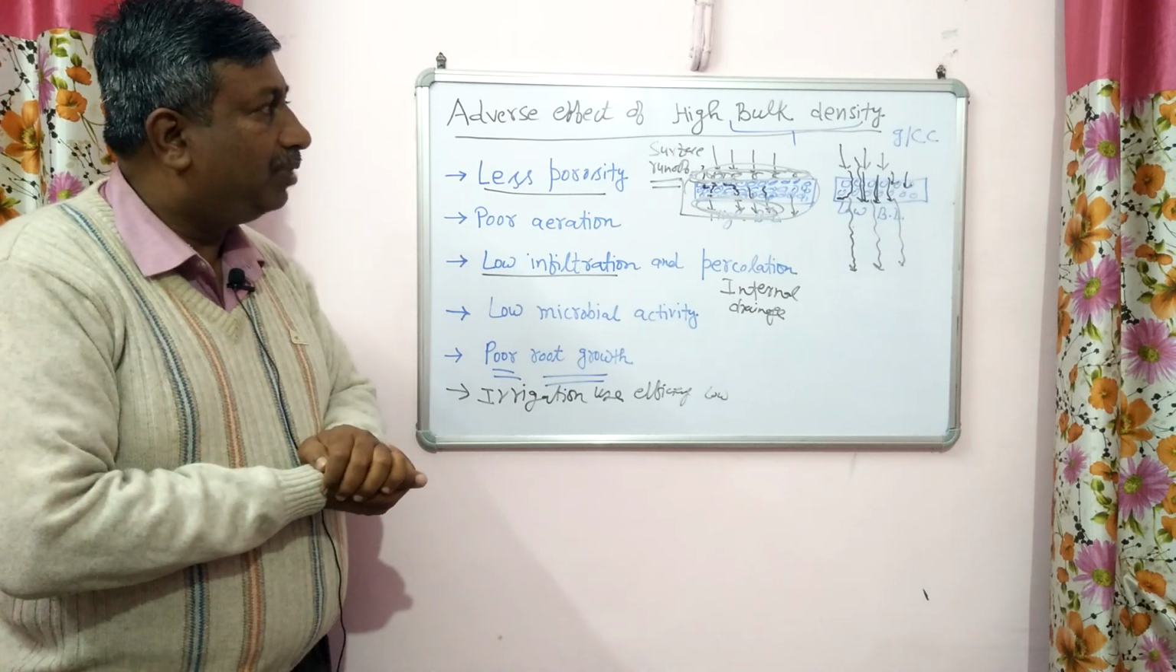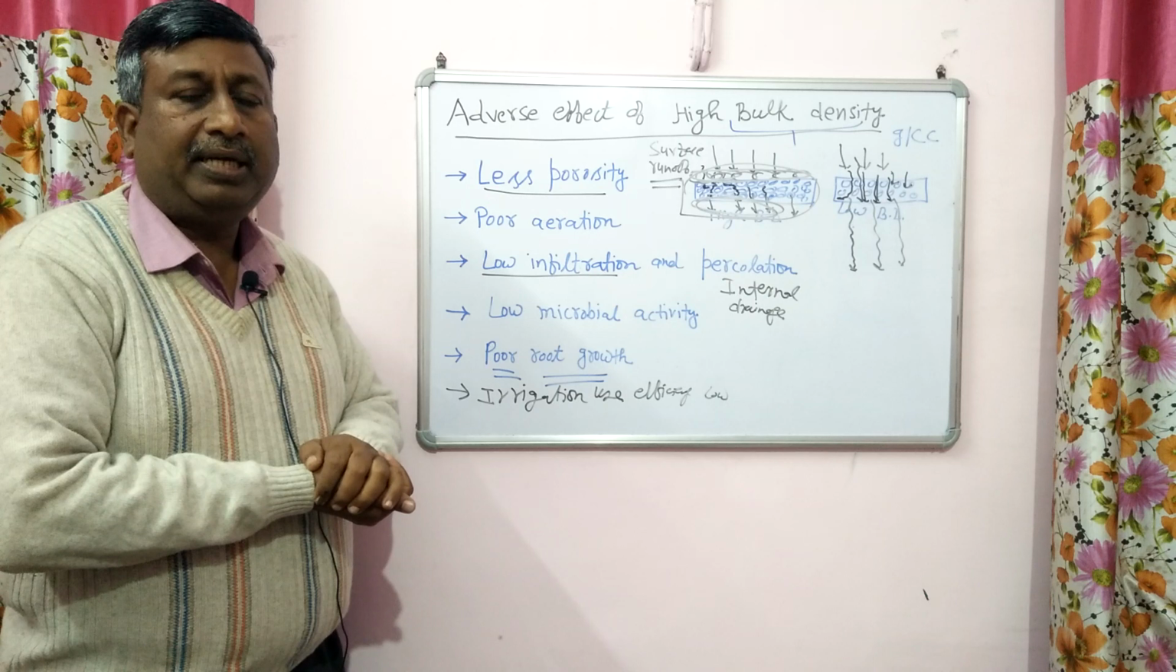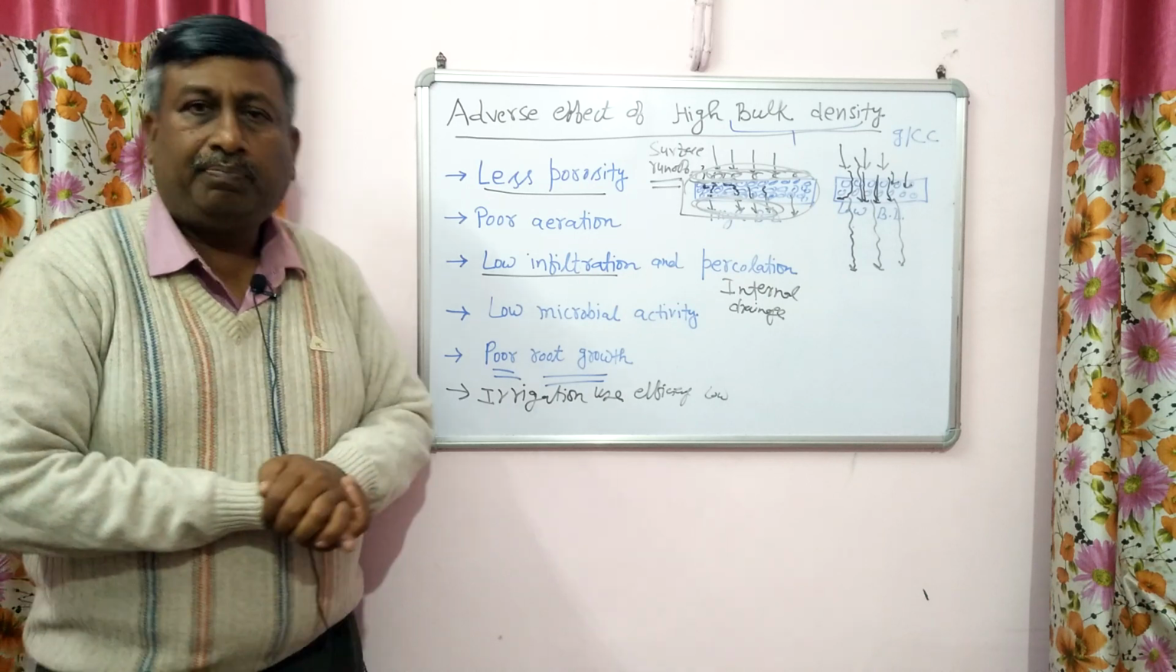So high bulk density is not desirable because it has so many negative impacts on soil and plant.